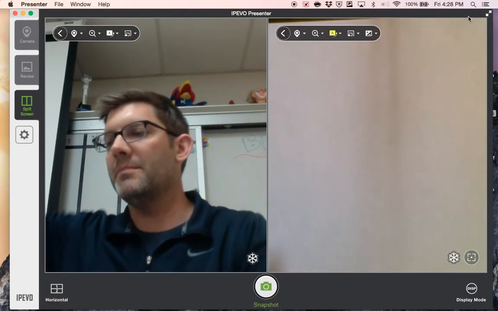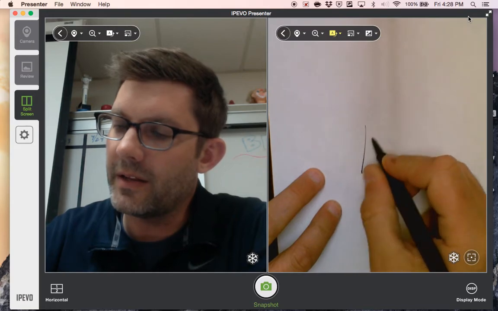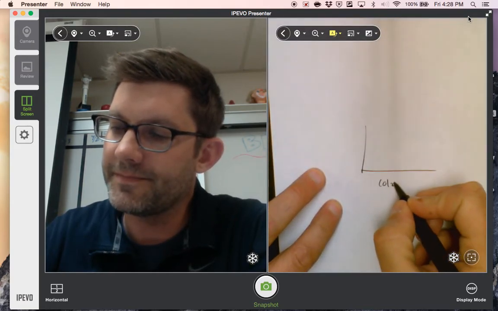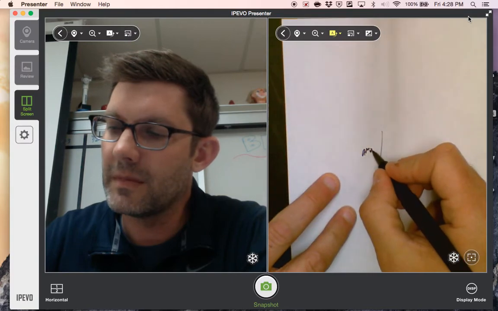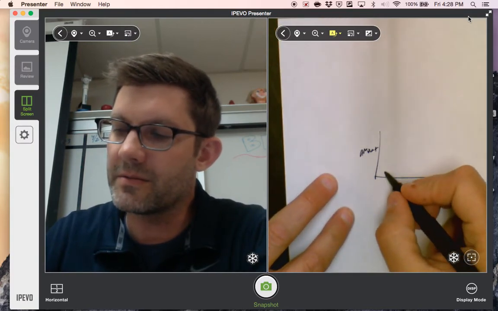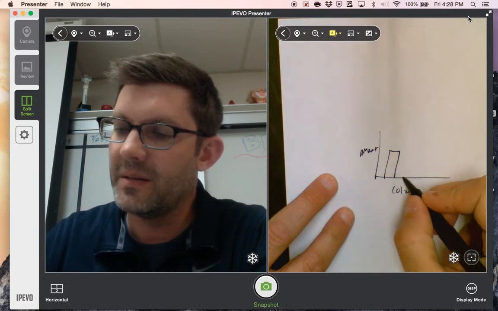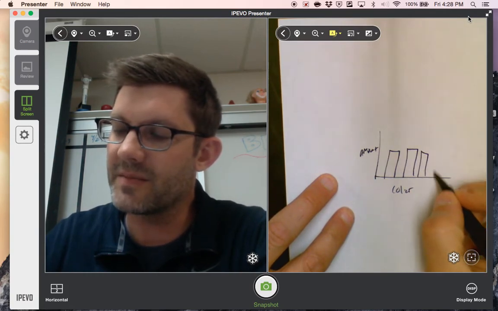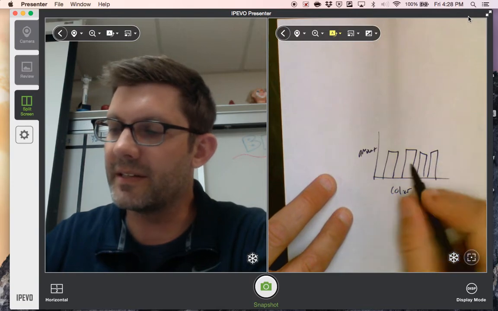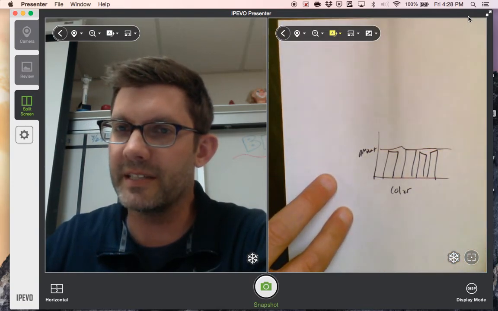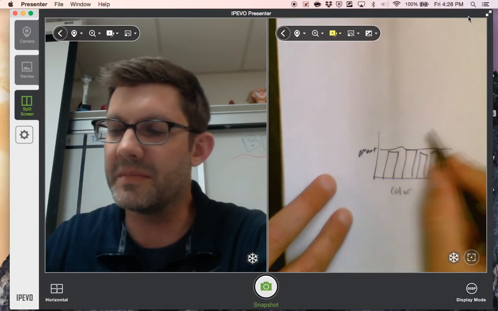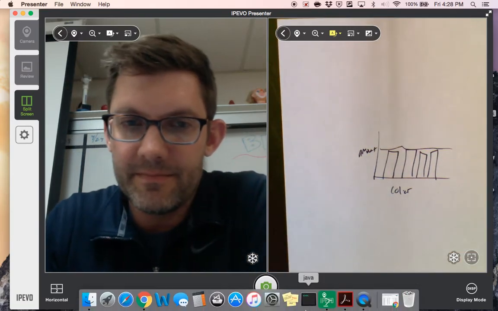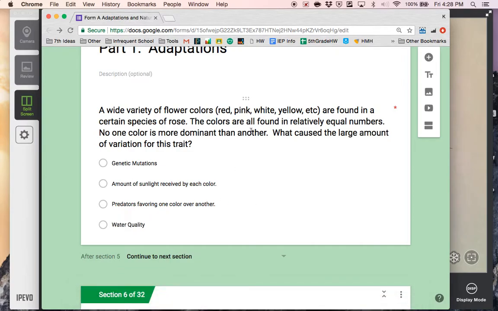So if you think about this problem, you have the rose colors here, so we could have color, and we could have amount. So what they're saying here is white has this many, pink has this many, red has this many, purple has this many. They're all fairly similar. They're all fairly equal. Not any one of them is more than the other. Got it? Let's go back to the question. Colors are found in relatively equal numbers. What caused the large amount of variation? So why are there an equal number of colors?